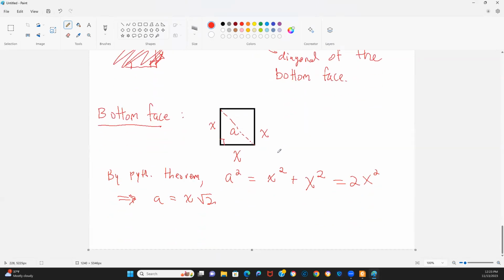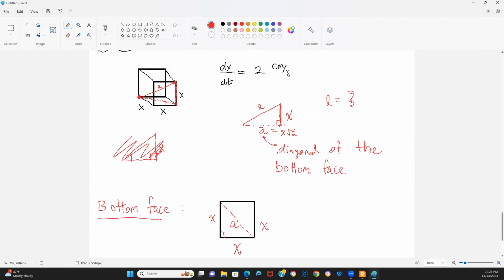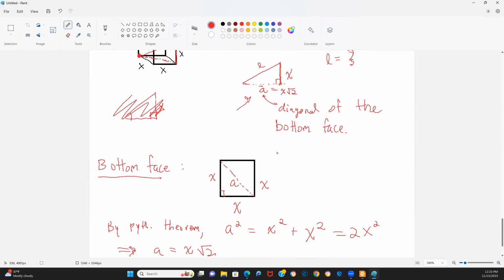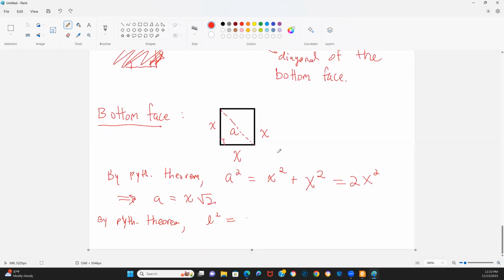And so now again, by the Pythagorean theorem, we can figure out what L is. L is the hypotenuse of this other triangle right here, so L squared is going to be equal to X squared plus A squared, and we found A right here. So this will be X squared plus 2X squared, which will be 3X squared. And so this implies that L is equal to X times square root of 3.